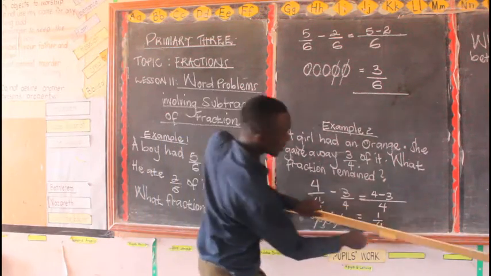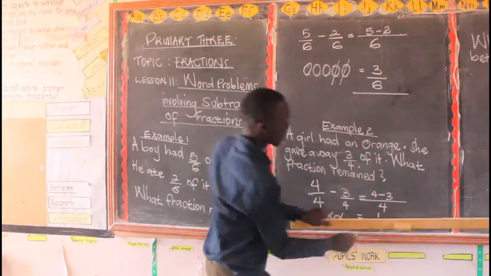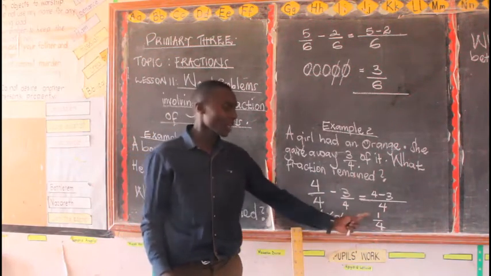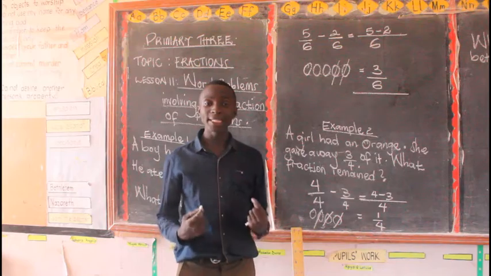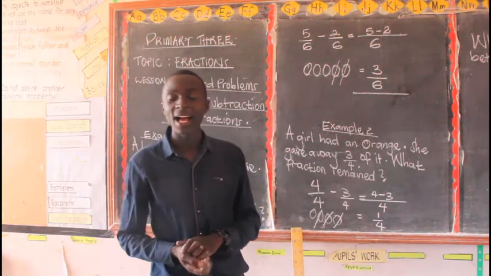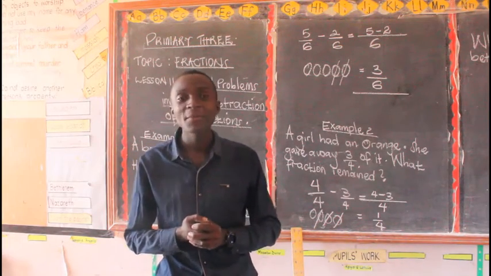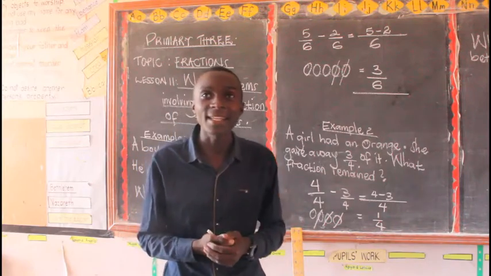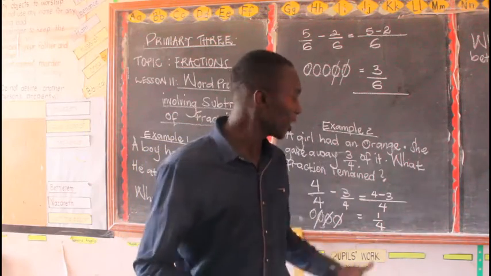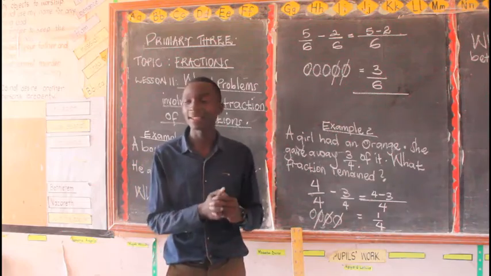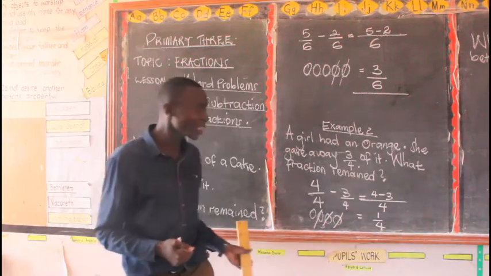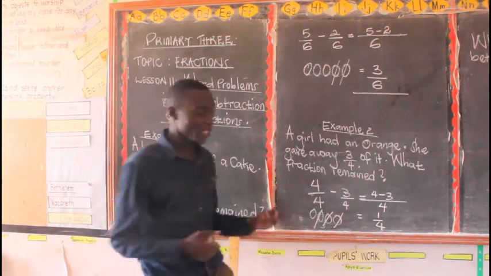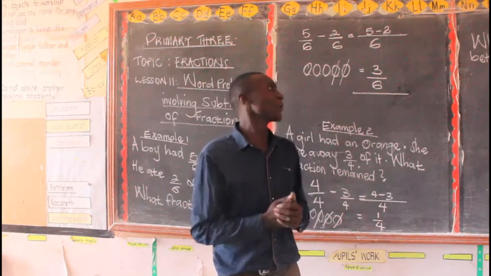So after getting your answer, you underline it properly. This is your answer, 1 out of 4. Or a good mathematician will say that our answer is a quarter or 1/4. That's how a good mathematician says it.